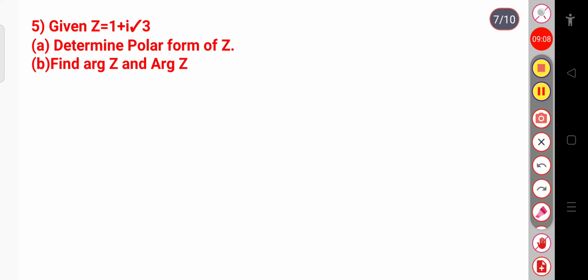Now take another example. It is given z equal to 1 plus i root 3. So you have to calculate the polar form of z. Polar form of z means in terms of r and theta. So you know, first of all, in polar form I can write z equal to r exponential i theta. So you have to calculate r and theta.